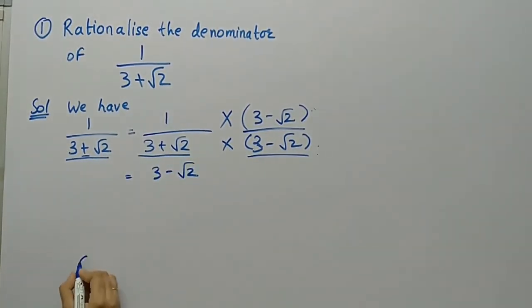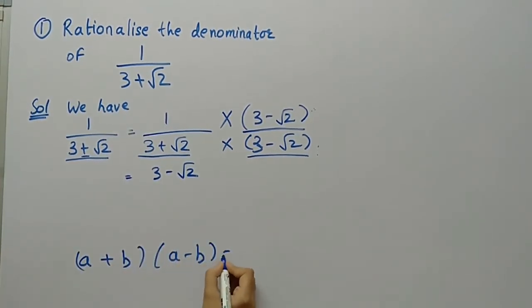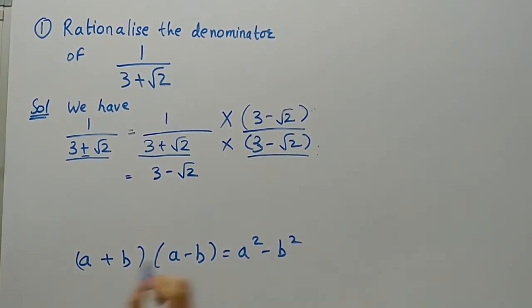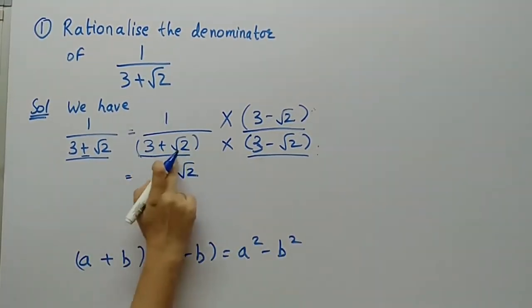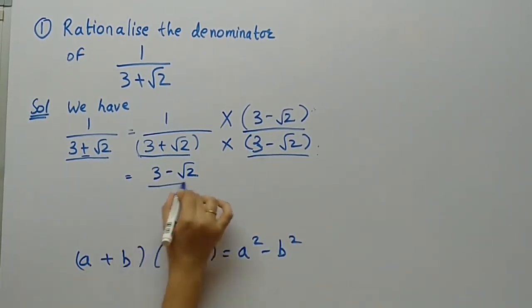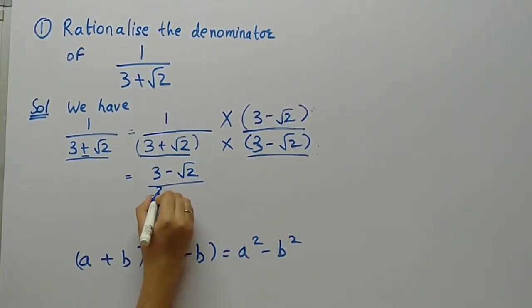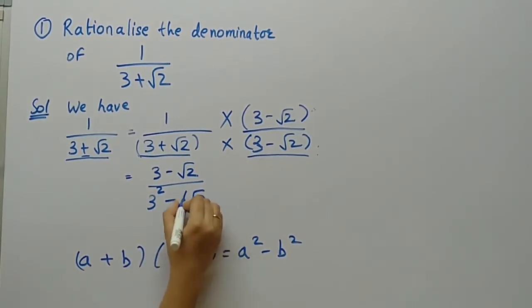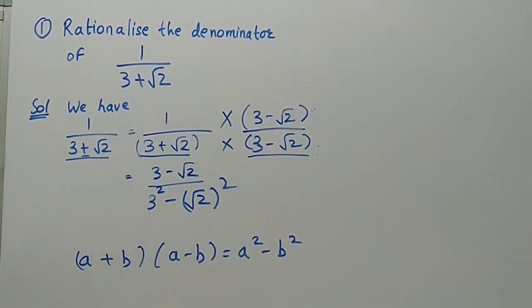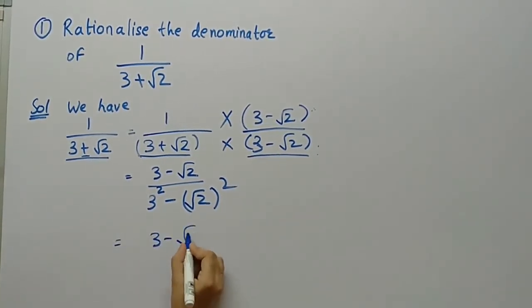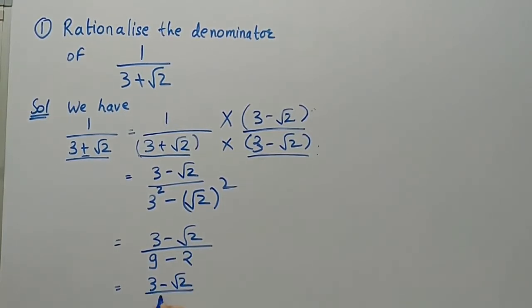Now, as we know the identity (a plus b)(a minus b) is equal to a square minus b square. So here we have (a plus b)(a minus b), so the denominator will become 3 square minus root 2 square. So now we will get 3 minus root 2 upon 9 minus 2. So this is equal to 3 minus root 2 upon 7. So this is our answer.